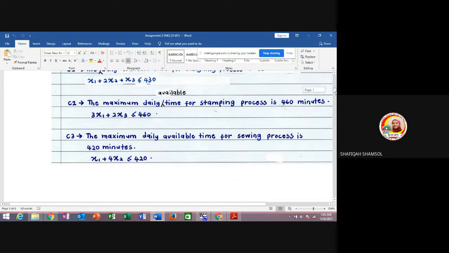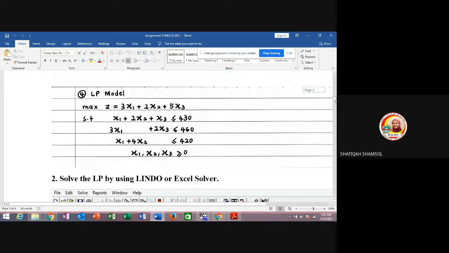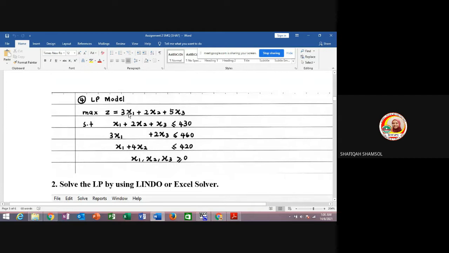And the last step, we must list all the objective function and the constraints that we get. Maximize z equals 3x1 plus 2x2 plus 5x3, subject to the constraints that we get. And then the last one, don't forget x1, x2, x3 greater than or equal to 0.